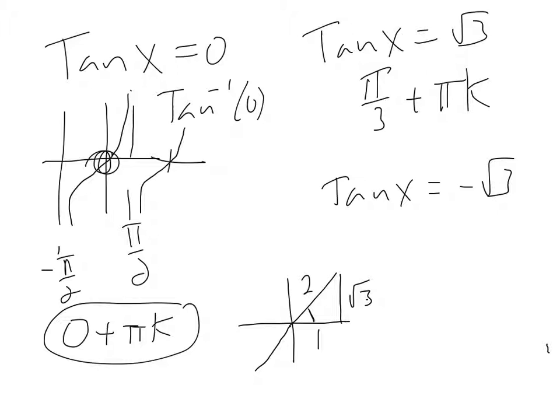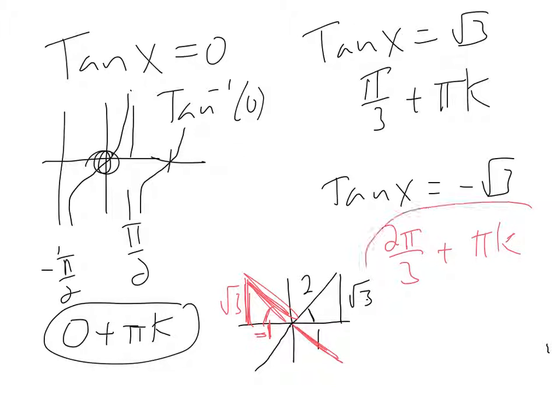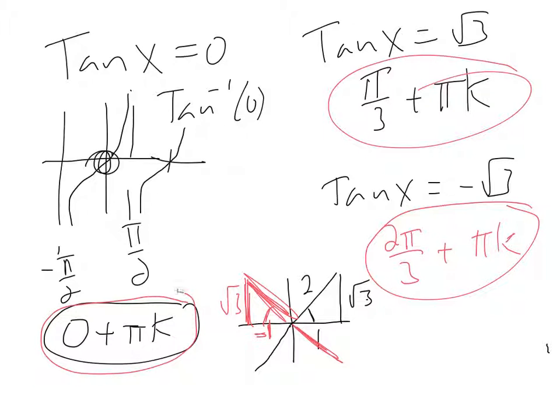And then when is the tangent equal to negative root 3? Well, tangent is negative in quadrant 2 and quadrant 4, and it's still going to be the same thing though. The negative's coming from that negative 1 on the x-axis, so that reference angle is pi over 3 also. So 2 pi over 3 plus another pi k. So those are all the answers for the original equation.